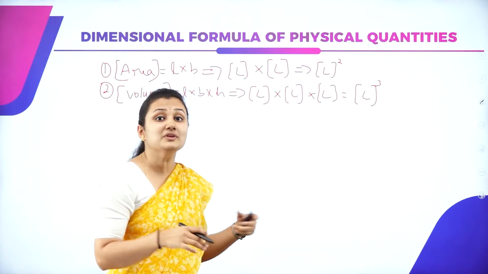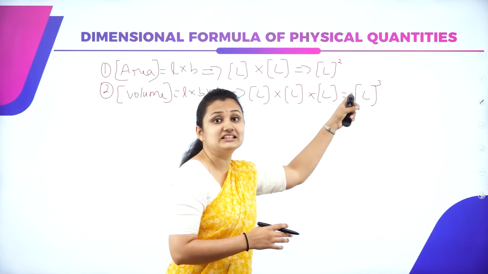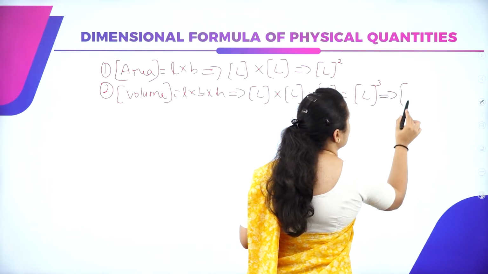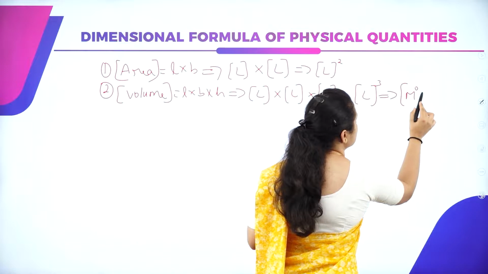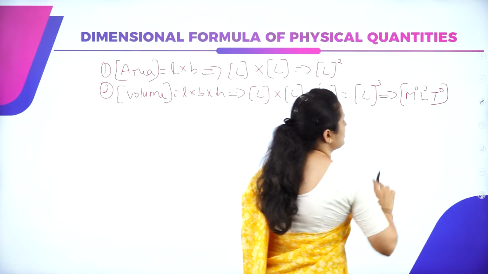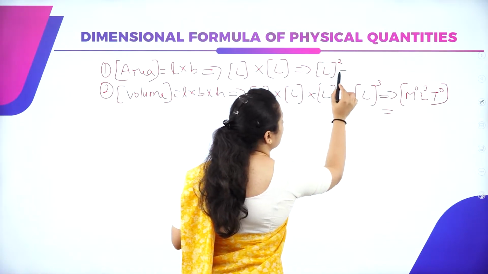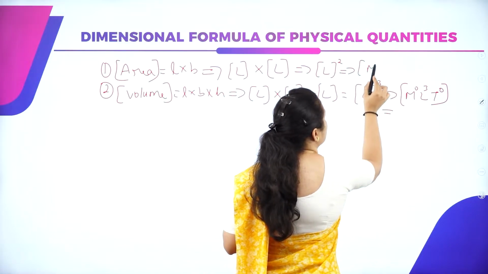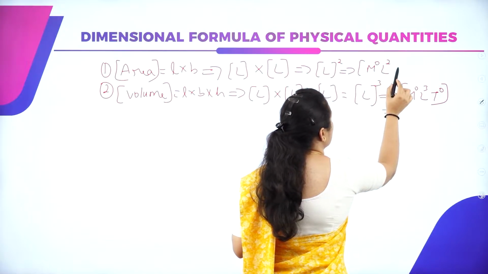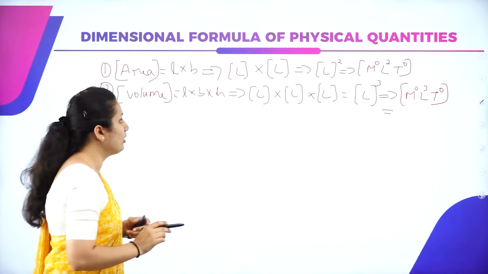So volume is independent of mass and time. It possesses 3 dimensions in length. You can also write this as: it is independent of mass, it has 3 dimensions in length and 0 dimension in time. Both ways are correct. Similarly, you can write this as 0 dimension in M, L raised to power 3, T to the power 0, 0 dimension in time. You can write it this way also.